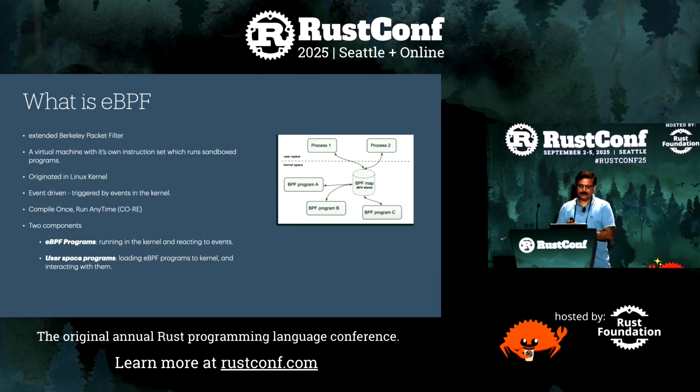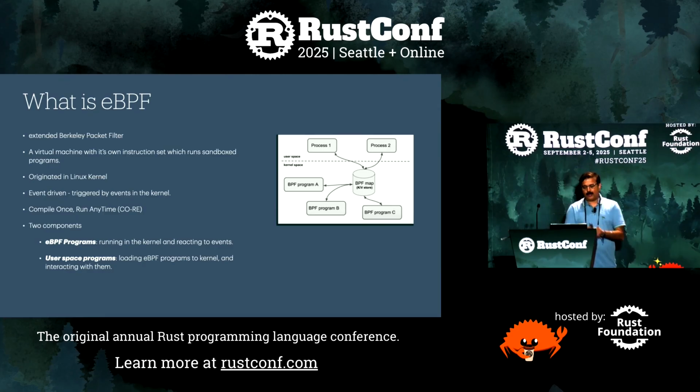eBPF programs are event driven, so they won't run by themselves. They wake up when something happens in the kernel, like a syscall or a network packet ingress or egress. So they will always run whenever there is some event happening in the kernel. The other important aspect is that you can compile the eBPF program once, and then run it on any Linux kernel version. The only requirement is that the Linux kernel should support eBPF. So it's CO-RE, compile once, run everywhere, and that's one of the advantages. You really don't need to build your eBPF program for all the kernels down the line. Just compile it once, create the bytecode, and that can be used across all the kernels.